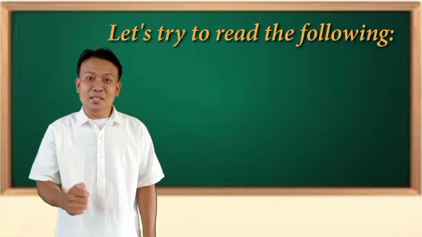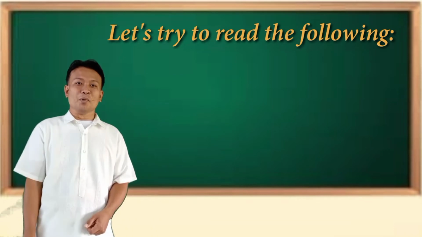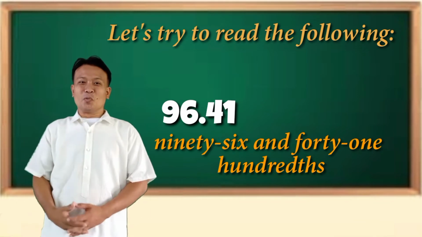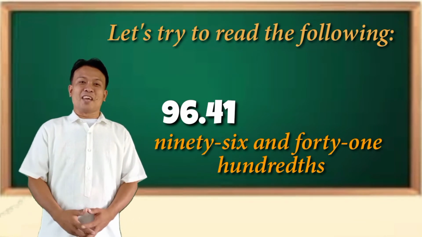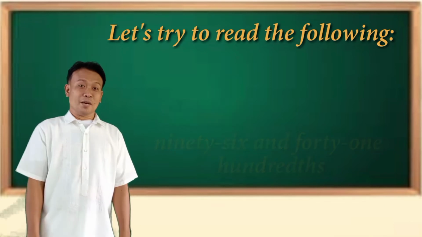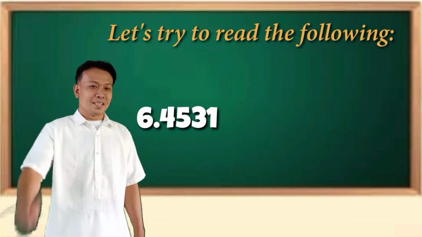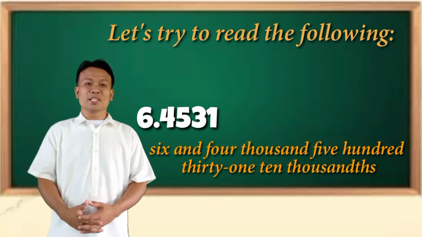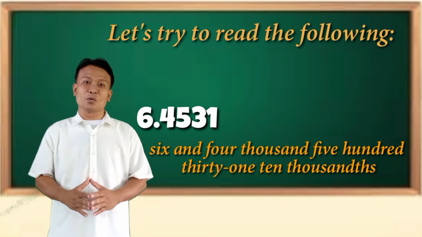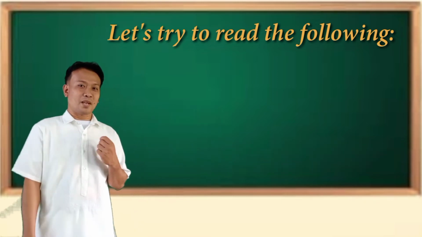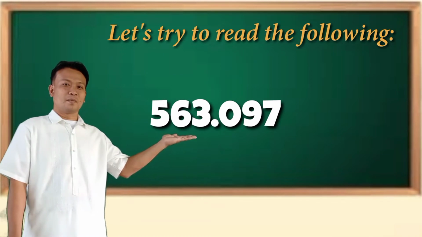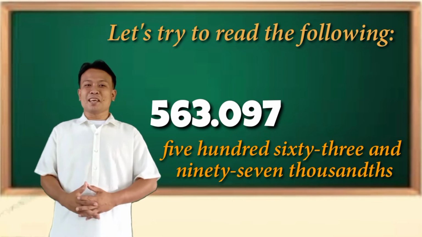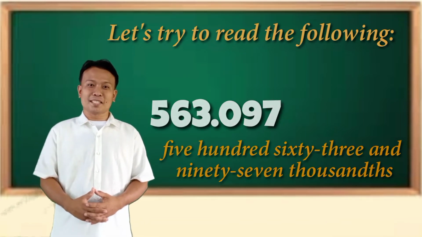Now, let's try to read the following. Number 1. Great! You will read it as 96 and 41 hundredths. Number 2. That's right! The answer is 6 and 4,531 ten thousandths. Number 3. Correct! The answer is 563 and 97 thousandths.